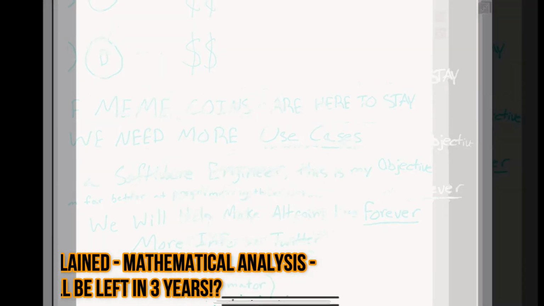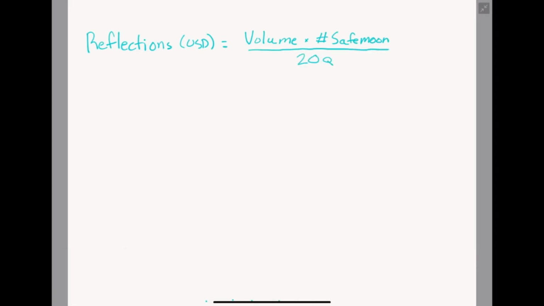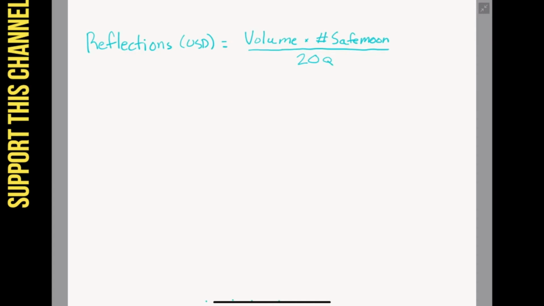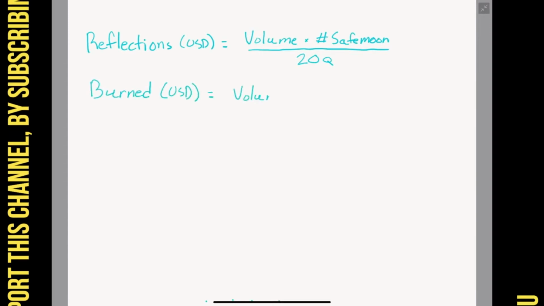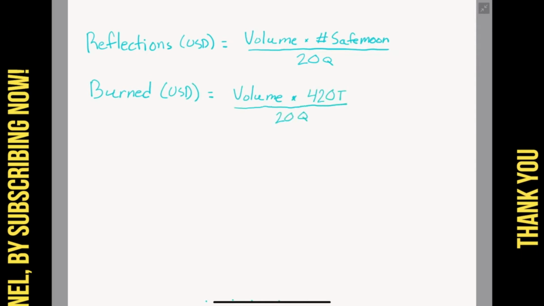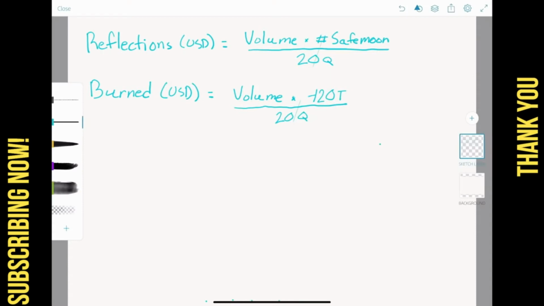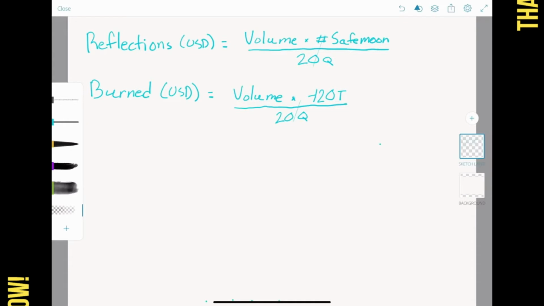We derived in my reflections video, we defined reflections as being volume multiplied by the number of Safemoon you own divided by 20 quadrillion. Again, this output is the value in US dollars of your daily reflections. As I mentioned before, the burn wallet is a holder, and the tokens that are burned are simply the burn wallet's share of these reflections. So to calculate how much of a given volume is burned, we use the same equation. Now, by replacing reflections with burned, we can see that burned equals volume times the number of coins in the burn wallet divided by 20 quadrillion.